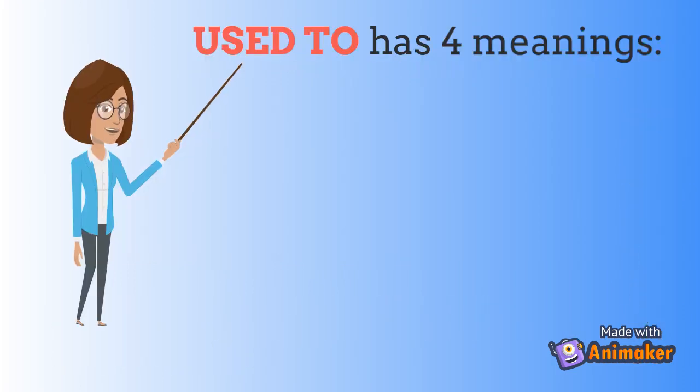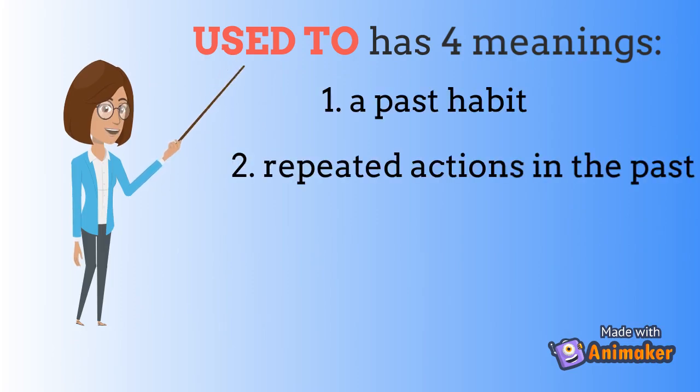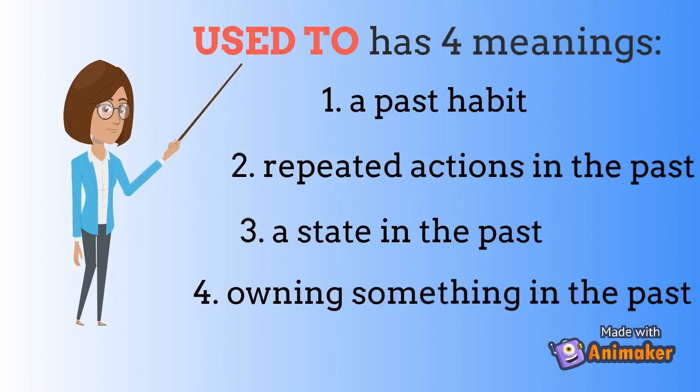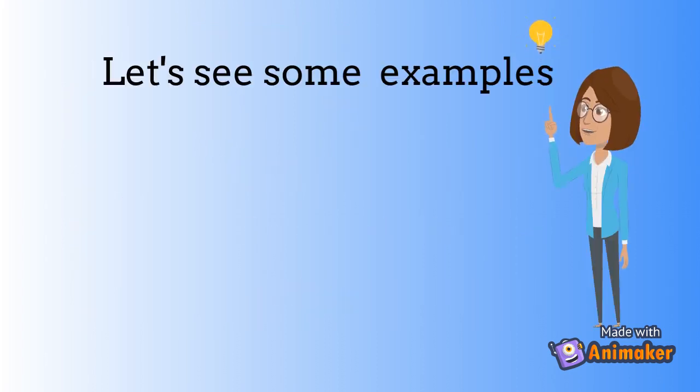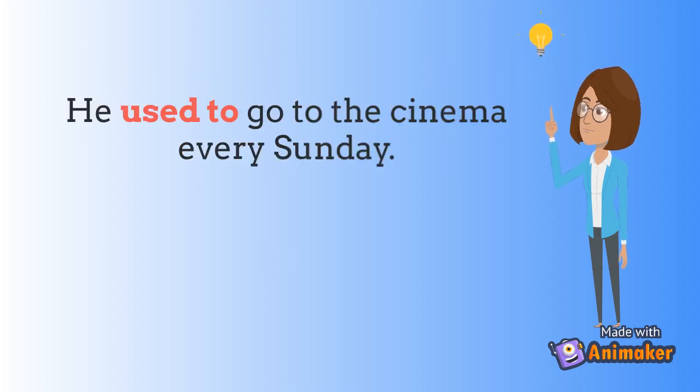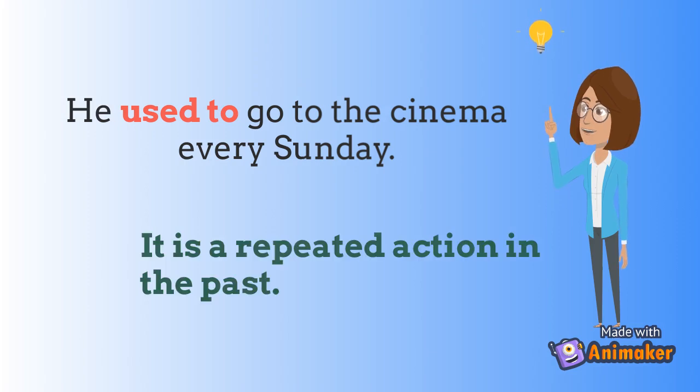Used to can have 4 different meanings: a past habit, a repeated action in the past, a state in the past, and owning something in the past. Let's see some examples here. He used to smoke. It is a past habit for him. Look at this one. He used to go to the cinema every Sunday. Here it is a repeated action in the past.